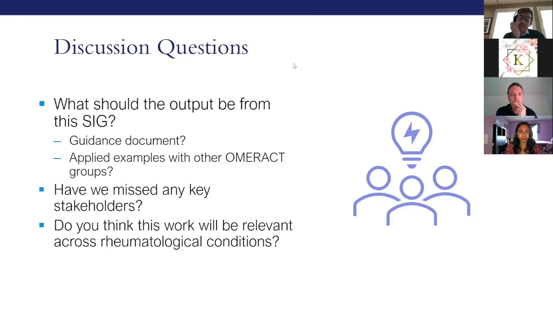And there's lots of studies out there showing that physician and patient preferences are often very different for a whole host of health conditions.